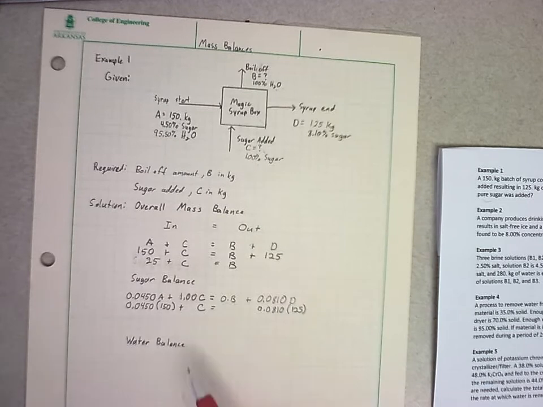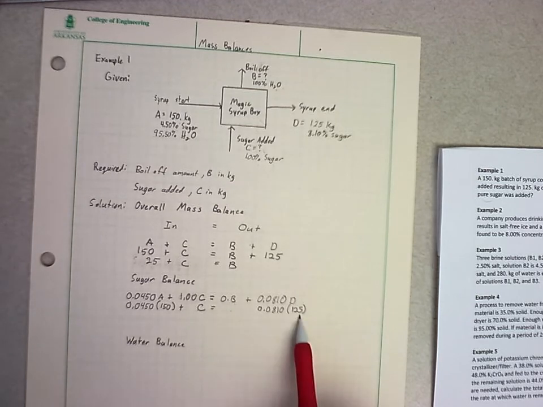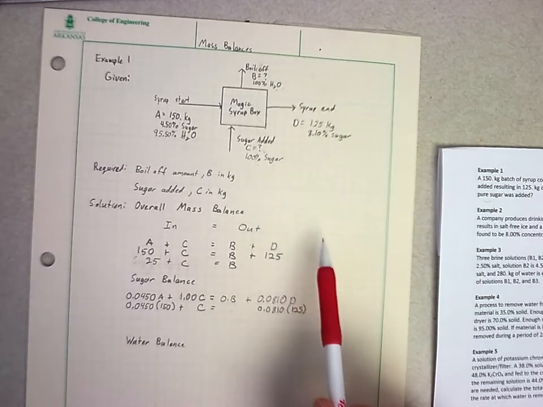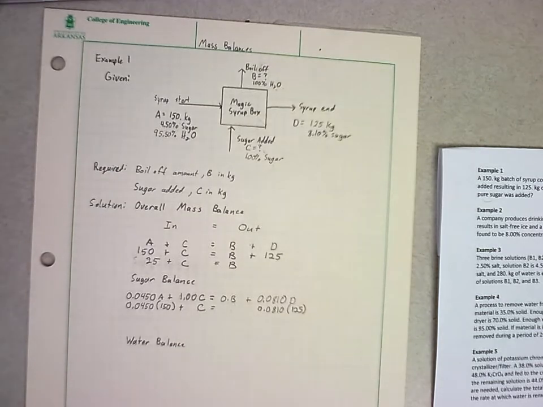I can plug in the 150 for A. This is still just 1 times C. The B part is going to go away because I have 0 times B. And I can put in the 125 kilograms for stream D. And now, if I simplify, you'll actually see that I could solve for C without even having to involve the other balance.